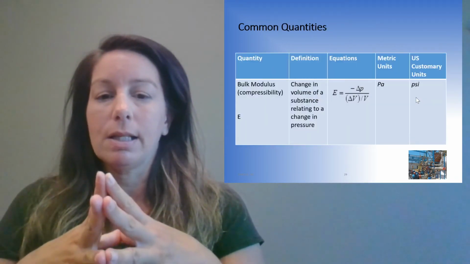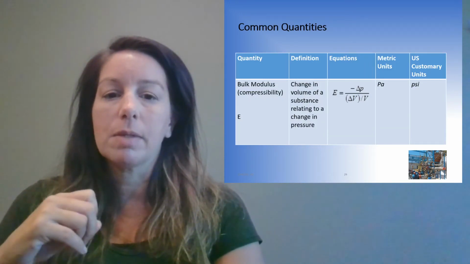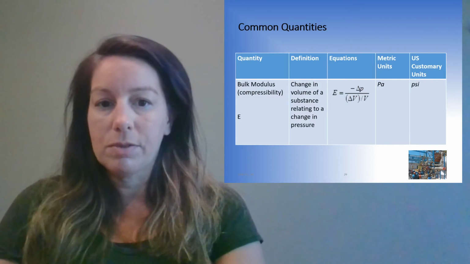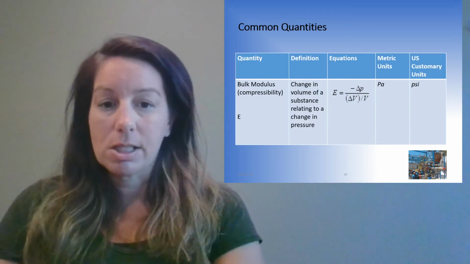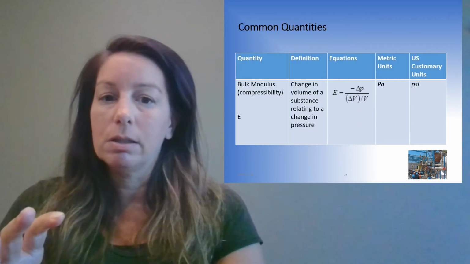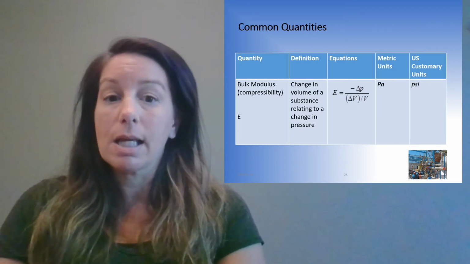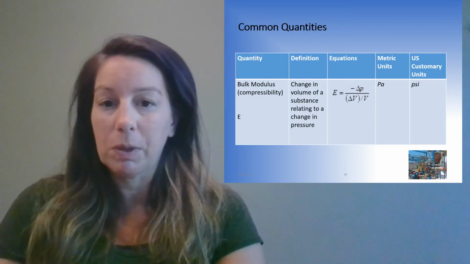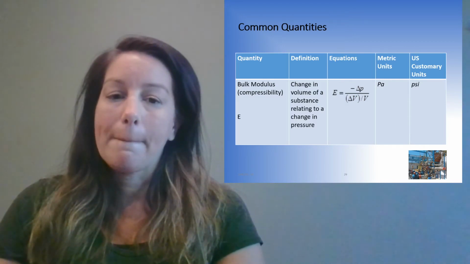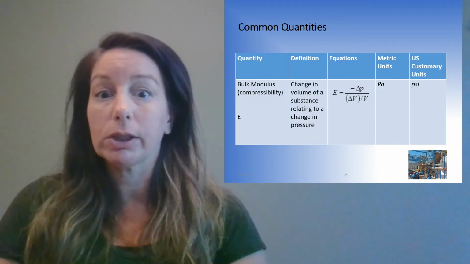So bulk modulus, the compressibility of a liquid, is the change in volume related to the change in pressure. E, capital E, is equal to the negative change in pressure, again just a sign convention, divided by the change in volume of that liquid divided by its original volume. You can see by the equation, you've got change in pressure, force over area, or pascals, divided by a dimensionless quantity, so it's going to come out in units of pressure.